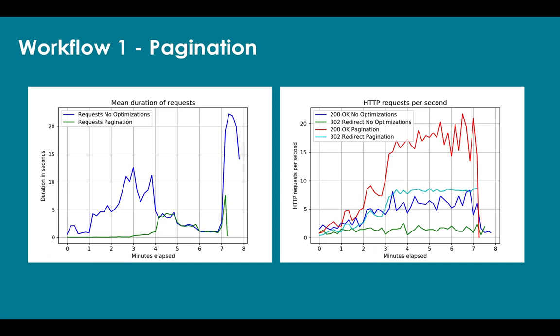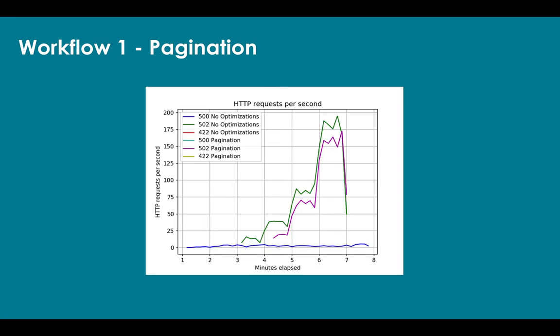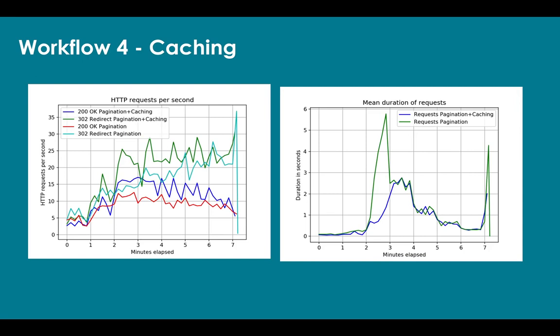After pagination, we found significant improvement in mean duration of request. As you can see, it almost remained constant until phase 4. The max of mean duration got reduced from more than 20 seconds to around 7 seconds. We can also see an increase in the number of 200 and 302 responses in each phase. And from the graph, you can also see the number of 502 errors reduced a bit and started only from phase 4.